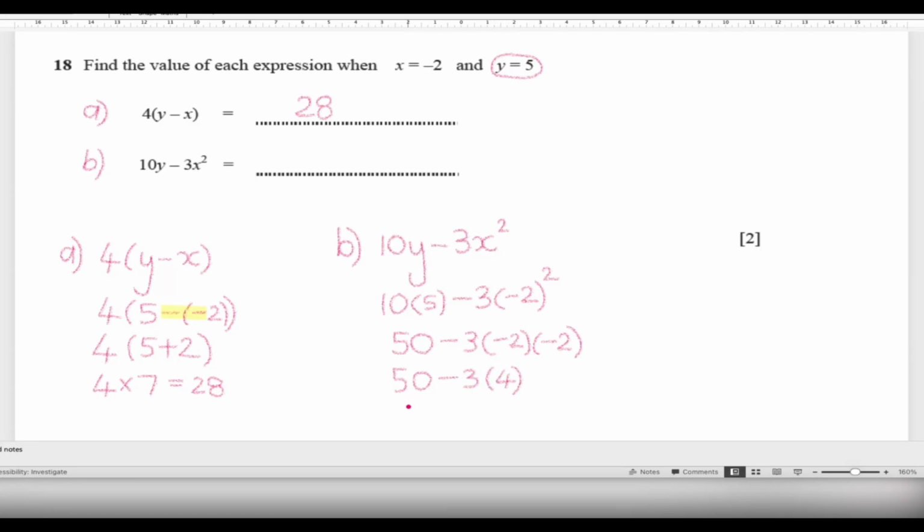Okay, so this actually becomes 50 minus -3 times 4. -3 times 4 is equal to -12. Now, what is 50 minus 12? 50 minus 12 is equal to 38. So the final answer will then be equal to 38.